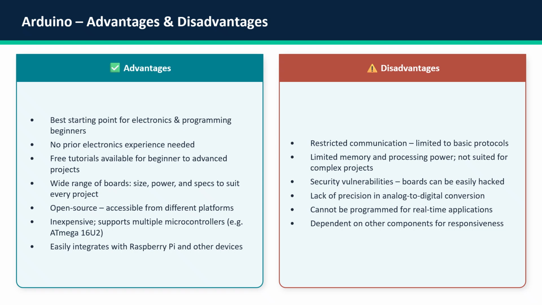The advantages of Arduino: it is the best starting point for electronics and programming beginners. No prior electronics experience is needed. It is open source. It is inexpensive. The disadvantages of Arduino are restricted communication, limited to basic protocols, and limited memory. There are security vulnerabilities and a lack of precision in analog to digital conversion. It cannot be programmed for real-time applications. It depends on other components for responses.